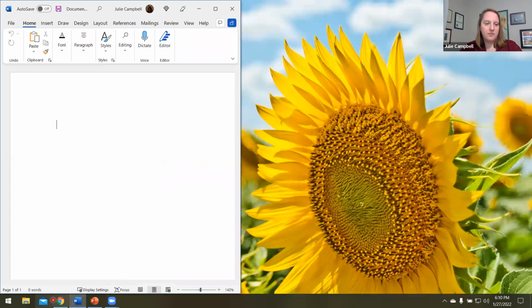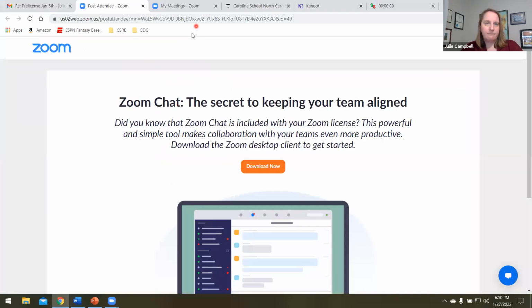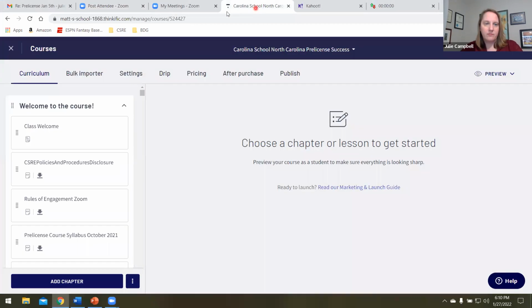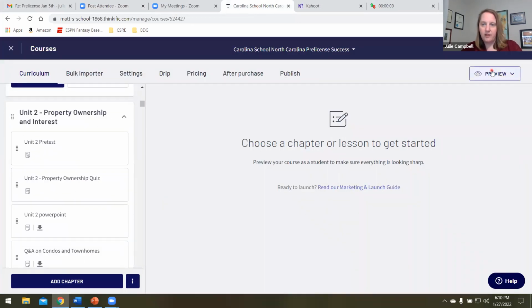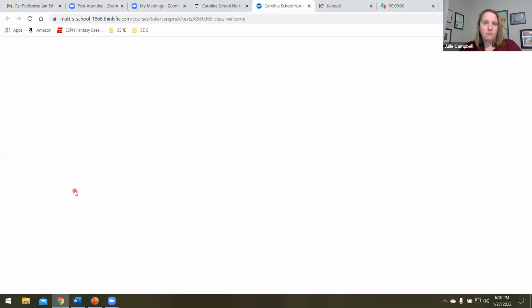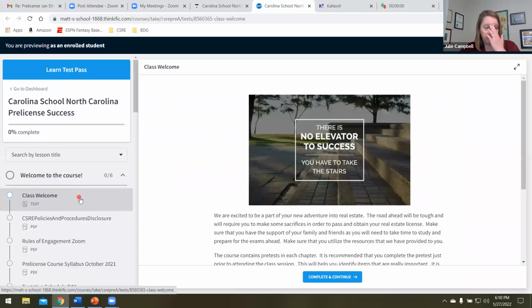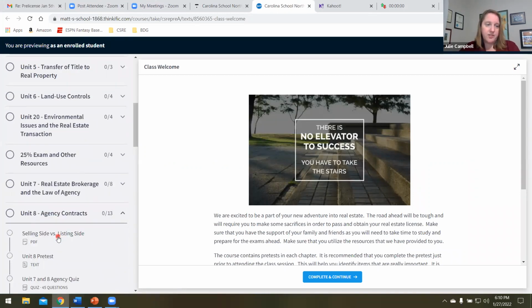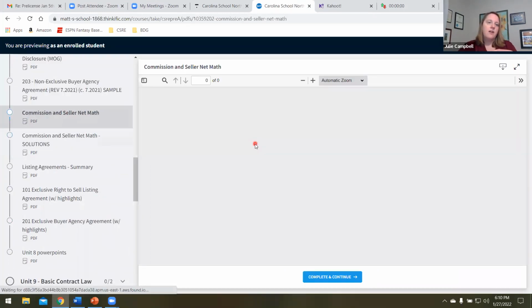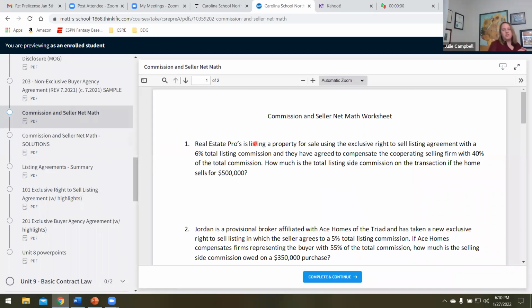And in Learn, Test, Pass, in the Unit 8 material, I've got a commission and seller net math worksheet. Somebody asked earlier about figuring out seller net. How much is the seller going to make? We're going to touch on that a little bit in Unit 21. This more focuses on what I have to sell the home for in order to get the seller X amount.